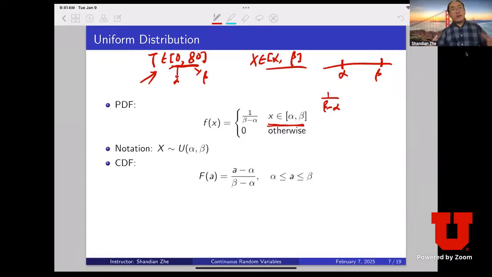Yes, but here I don't want to use size. I want to use length, right? Because you're talking about an interval. I want to know what's the length of the interval.